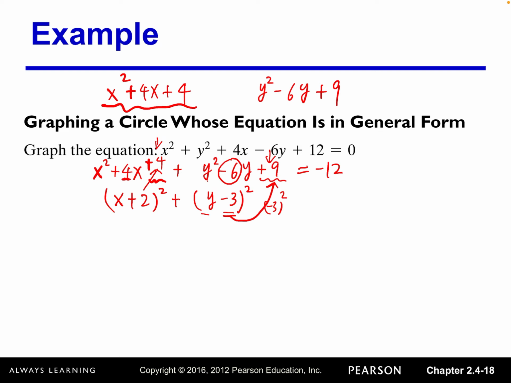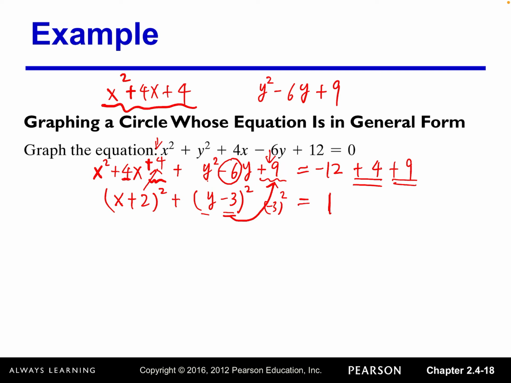And then on the left hand side, we add a 4 and add a 9 in order to keep the equation equivalent. So on the right hand side, we also need to add a 4 and add a 9, right? The 4 makes the x term become a perfect square, and adding the constant 9 is for the y term to become a perfect square. And then on the right hand side, now we can combine all the constant terms, which equals positive 1.